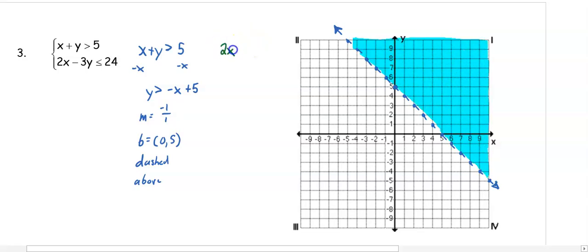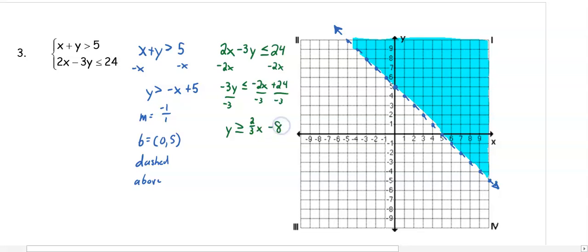Our second equation is 2x minus 3y is less than or equal to 24. So in order to get y by itself, we're going to subtract 2x from both sides. So negative 3y is less than or equal to negative 2x plus 24. And then we're going to divide by negative 3. Now, because we divide by a negative, remember that you need to flip your inequality sign. So y is greater than or equal to 2/3 x minus 8.